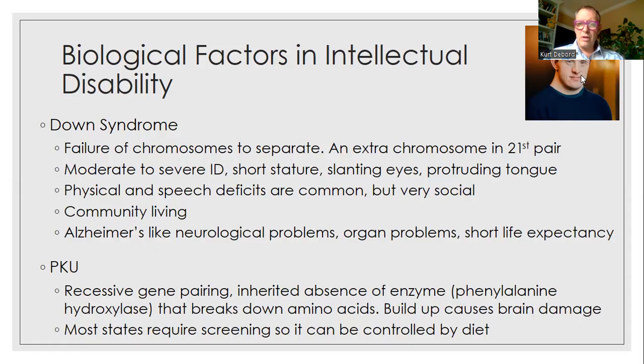And so the reason that a person could be born with Down syndrome is that they have an extra chromosome in their 21st pair of chromosomes. And so this just causes physical problems and intellectual disability problems. Typically, what you see is physical and speech deficits, so not communicating very well with language. Usually people with Down syndrome are pretty social.